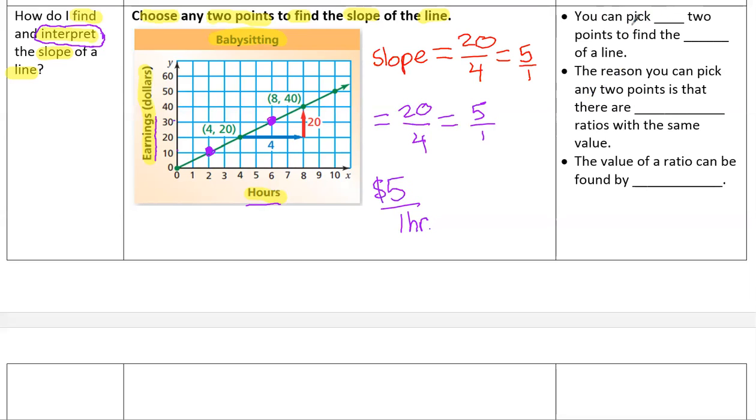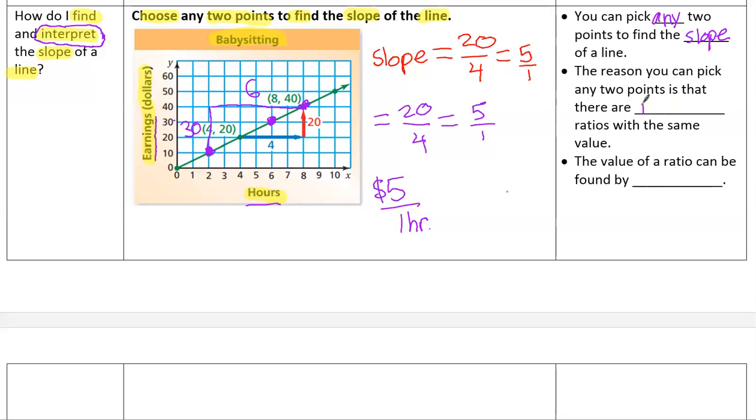You can pick any 2 points to find the slope of the line. The reason you can pick any 2 points is that there are how many ratios with the same value? Well, we did 20 over 4, but if you had done from 10 to 40, like say these were the 2 points you were using, that's a change in 40 minus 10, that's up 30. And then how far over is that? That's 8 minus 2, that's 6. What's 30 divided by 6? That's 5 over 1 too.